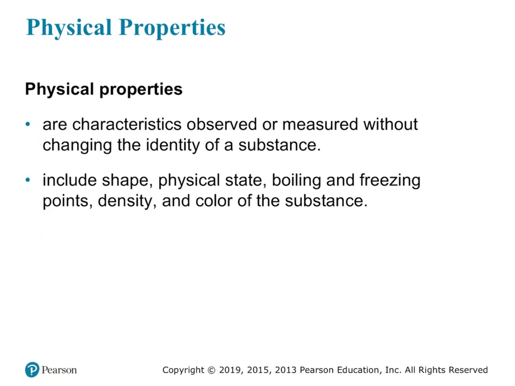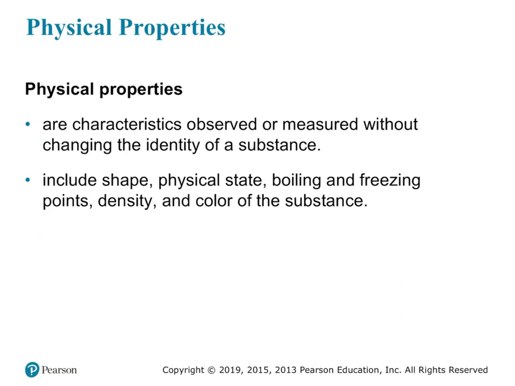So now that we know about solids, liquids, and gases, let's talk a little bit about their properties. And there are two different types of properties we can discuss. We can talk about physical properties as well as chemical properties. So let's talk about physical properties first. So physical properties are characteristics observed or measured without changing the identity of a substance.